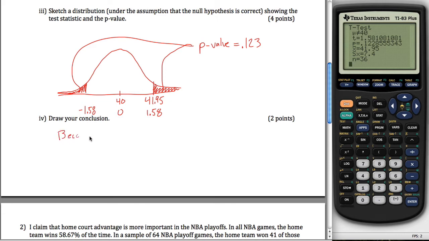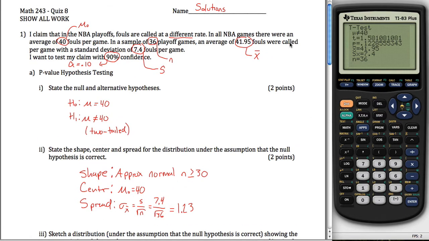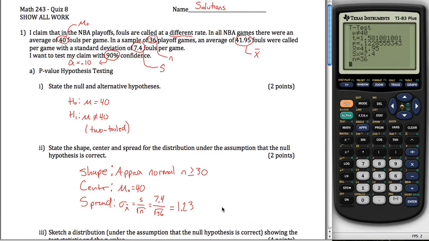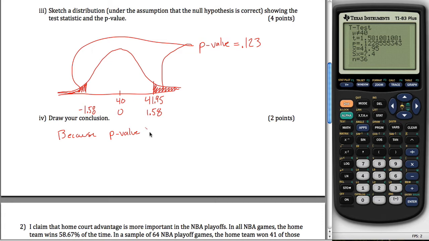Because the p-value is greater than alpha, p-value is 0.123, alpha is 0.10. There is not sufficient evidence to reject the null hypothesis.